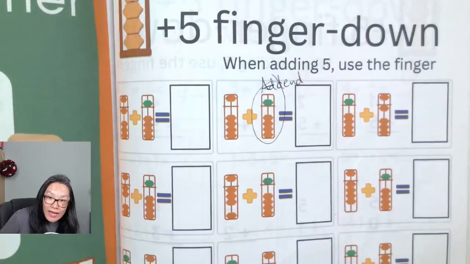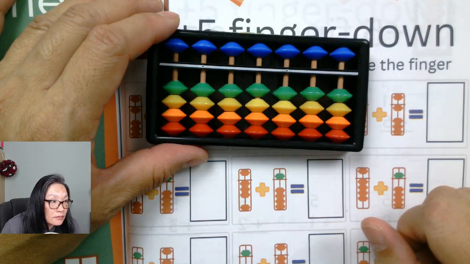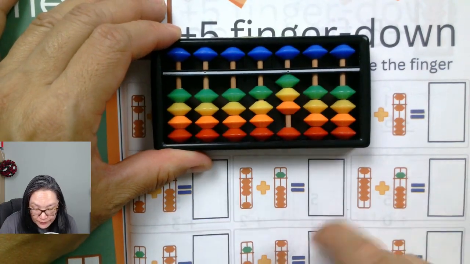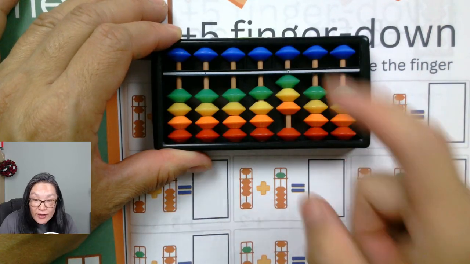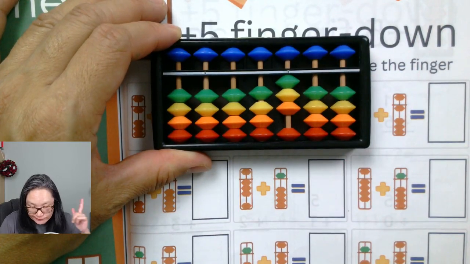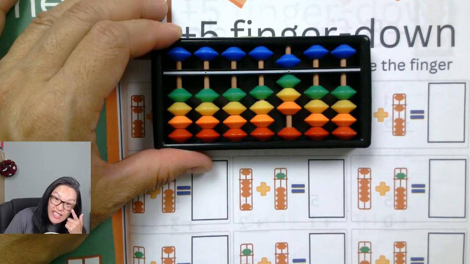Now we know how to add, right? If I have 3 and then I want to add the 5, can we do it? Yes, we can. And we have our final answer, which is 8.